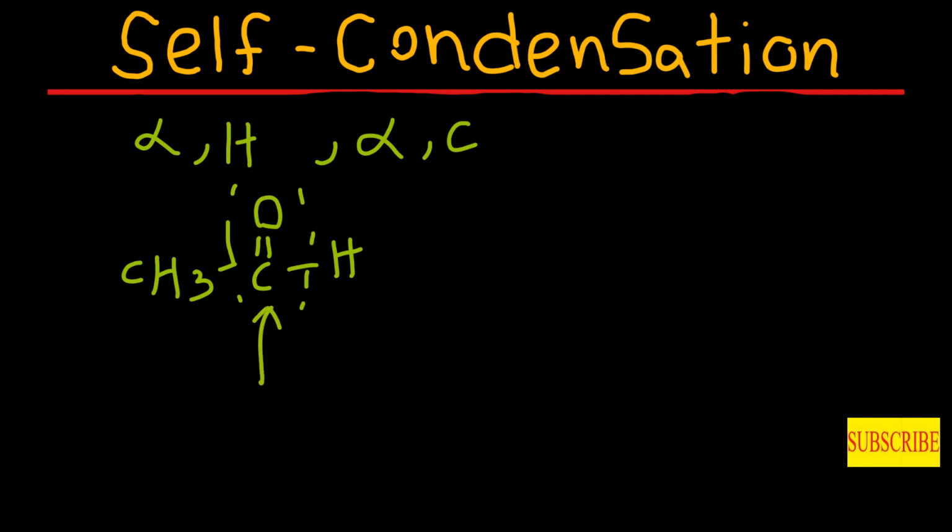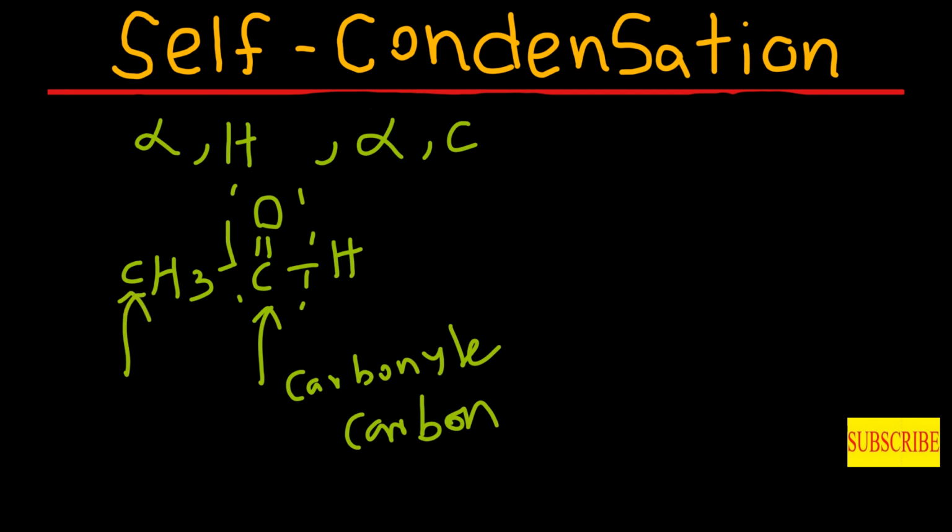This one is the carbonyl carbon. Then we need to consider this carbon. This carbon is known as the alpha carbon. Alpha hydrogen means hydrogen atoms combined with alpha carbon atoms. This CH3 group comprises 3 alpha hydrogen atoms.